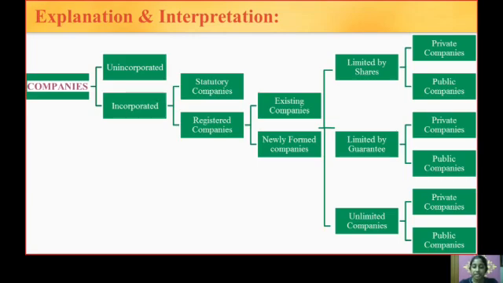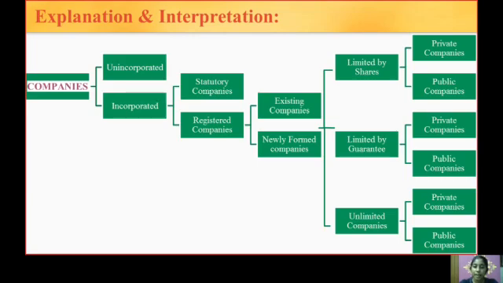The last one under the classification of liability is unlimited companies. The liability of an unlimited company is unlimited. The liability extends to their private property also in the event of winding up. The last classification is based on the number of members. Private company and public company come under this.